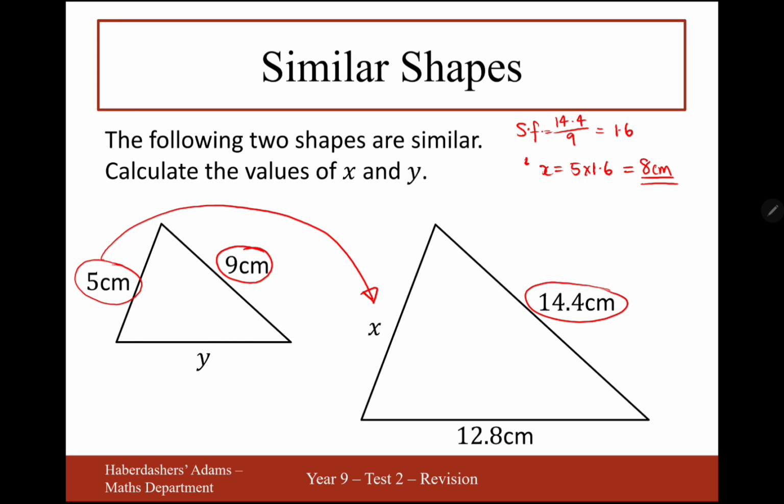And to work out y, we're going to take the 12.8 and divide by 1.6. So y equals 12.8 divided by 1.6. And we get, that's an absolute fluky coincidence that on both questions we got the same answer for x and y, but that is right. So we get 8 centimeters as well.